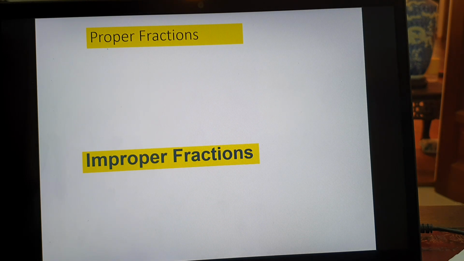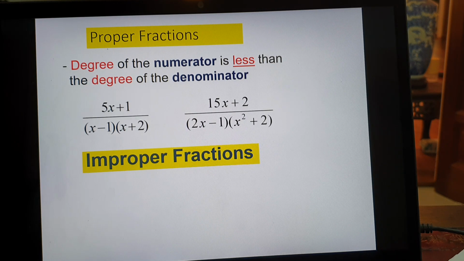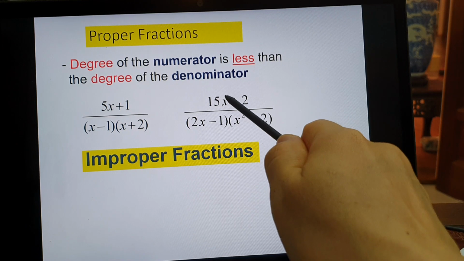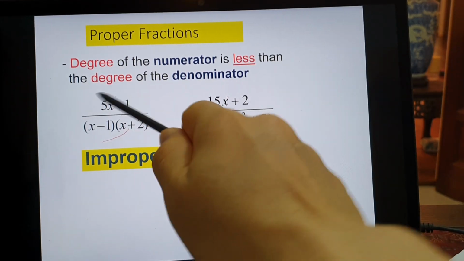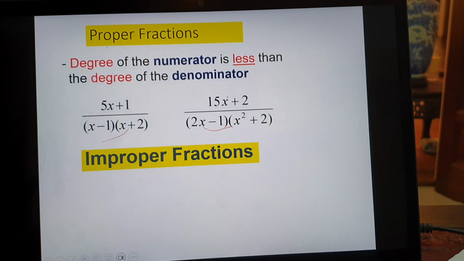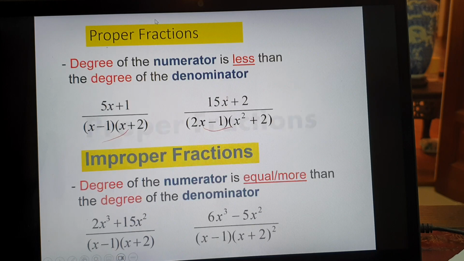Now let's look at proper fraction first, where the degree of the numerator is less than the degree of the denominator. Examples are like this. That means this power is less than the combined power of the denominator. You see, it's less. How about the improper? Improper is same or more than. Okay, so let's take a look.